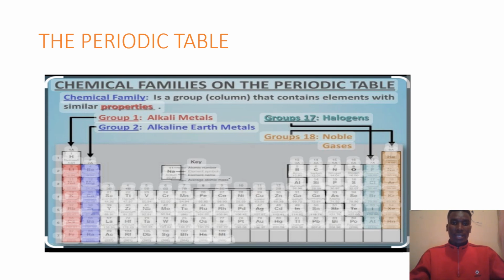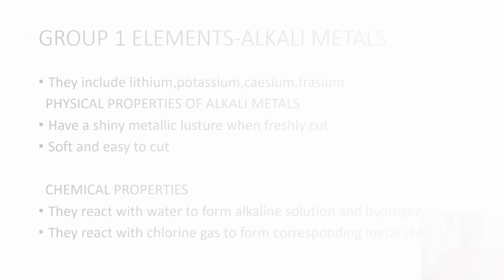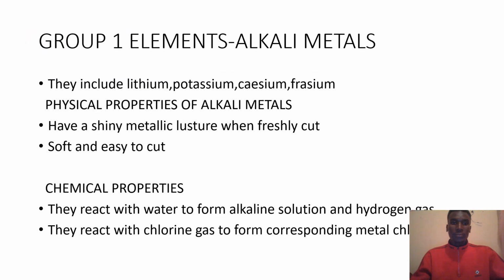Group 1, alkali metals. Group 2, alkaline earth metals. And group 17, halogens. But for today's lesson, we are going to focus on alkali metals. These are group 1 elements. They are called alkali metals because they react with water to form alkaline solutions. They include lithium, sodium, potassium, caesium, and francium.